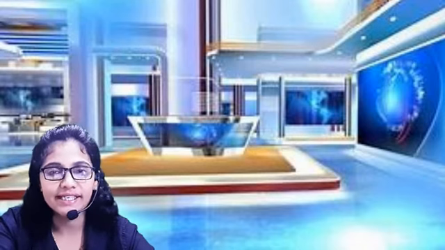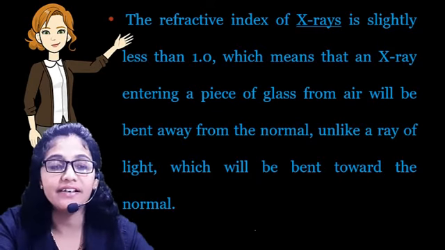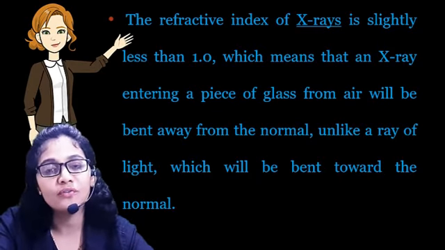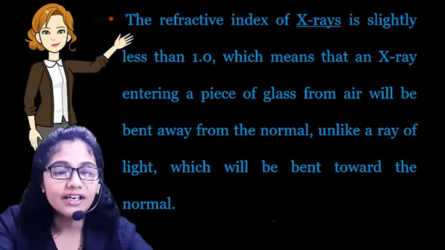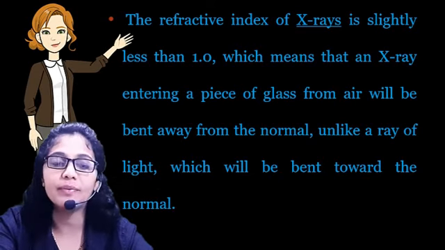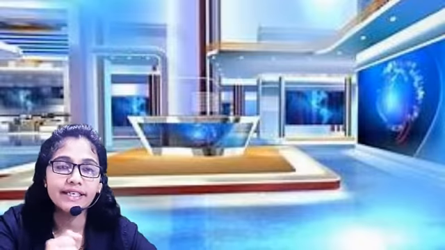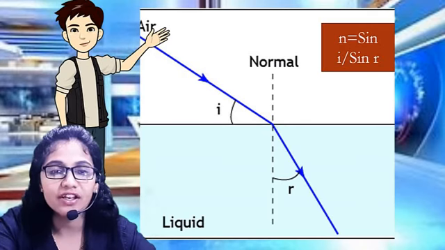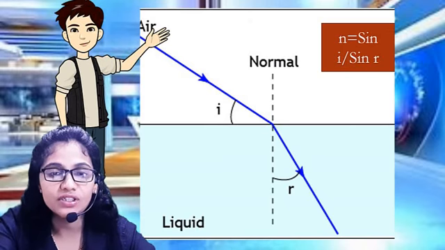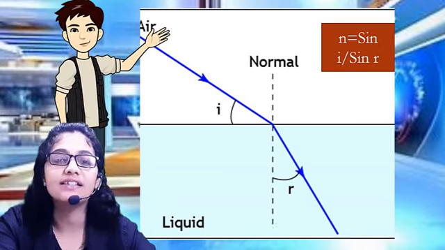The refractive index of X-rays is slightly less than 1, which means that X-rays entering a piece of glass from air will be bent away from the normal, unlike a ray of light, which will be bent towards the normal. In these examples, the change in the angle of incidence is opposite, away from the normal, and therefore the refractive index of X-rays is less than 1.